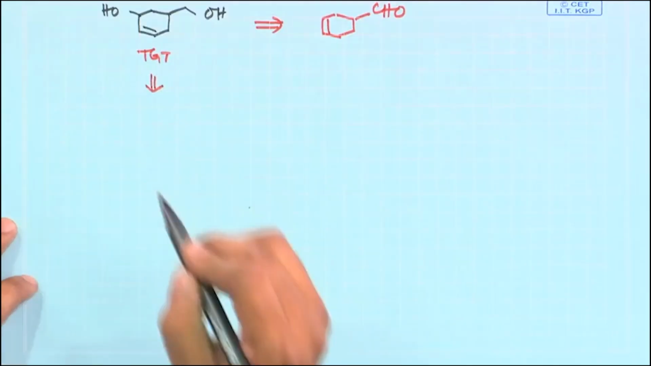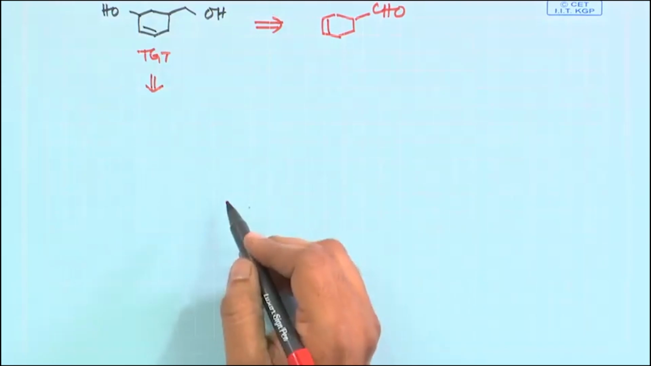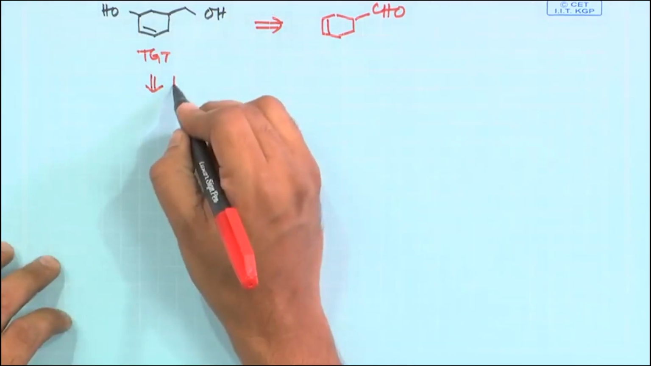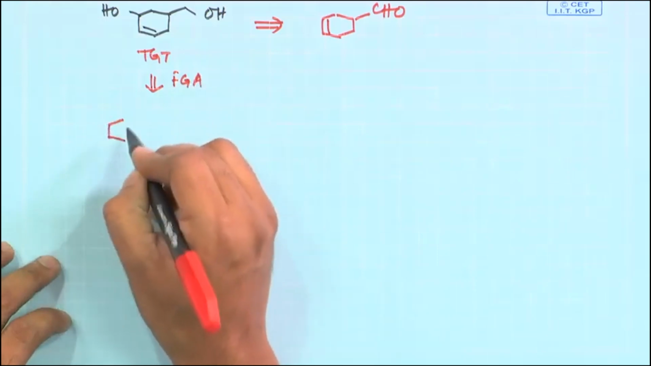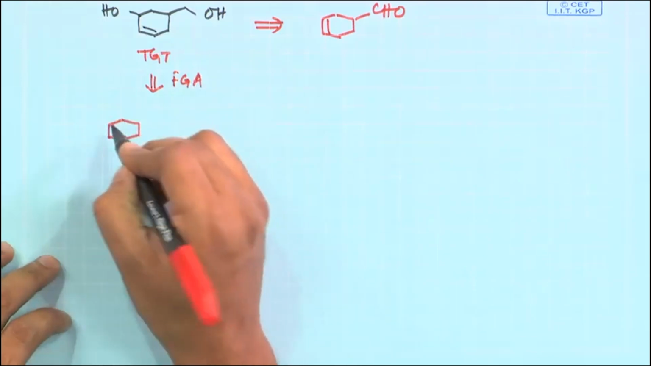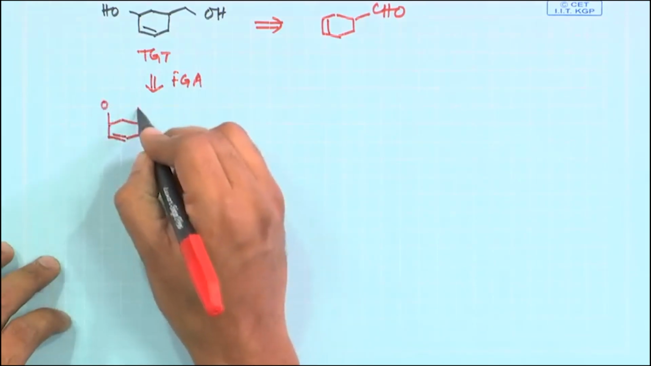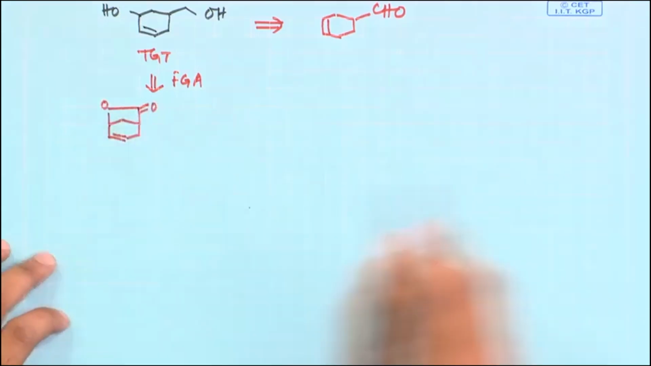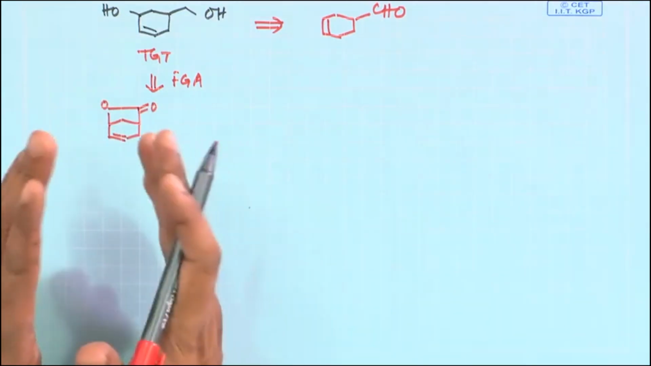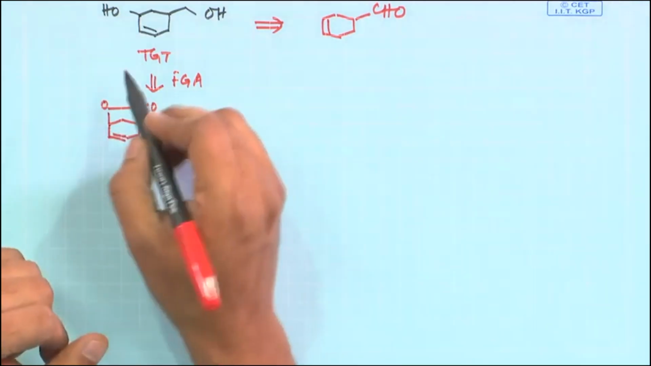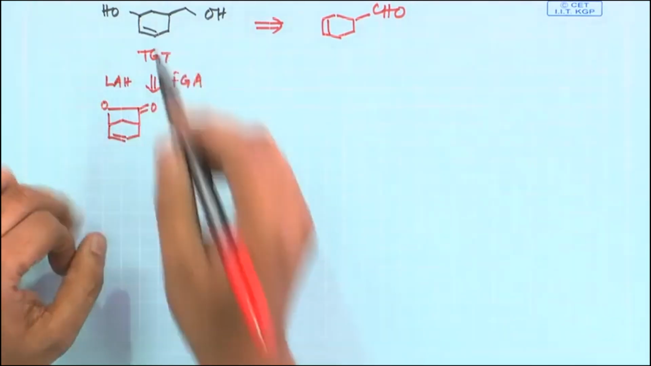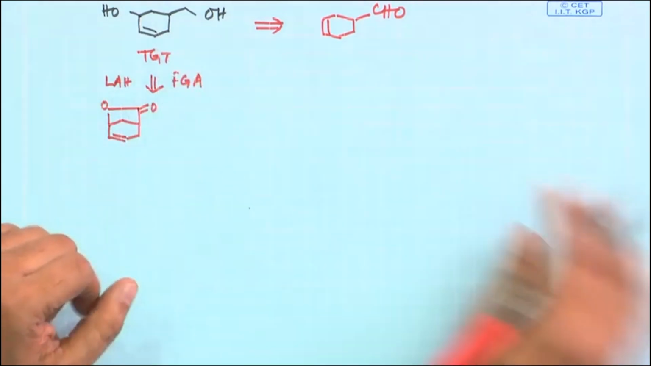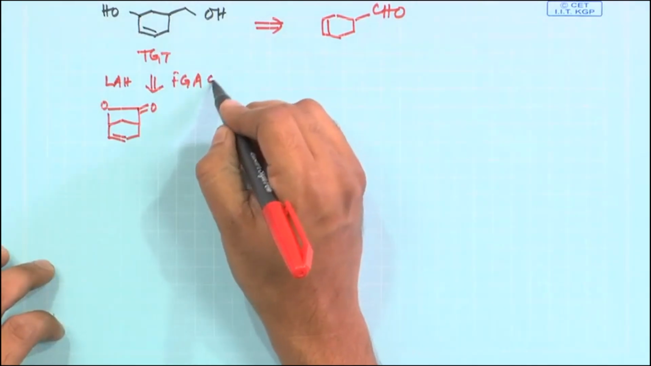So draw a retro arrow like this, and then you can find it out. The first step will be a functional group addition, and if you have access to this kind of compound, which is basically a cyclic ester, then you can just do a reductive cleavage with a reagent like lithium aluminum hydride that will lead to this diol. This is a functional group addition reaction, or you can say a functional group interconversion.